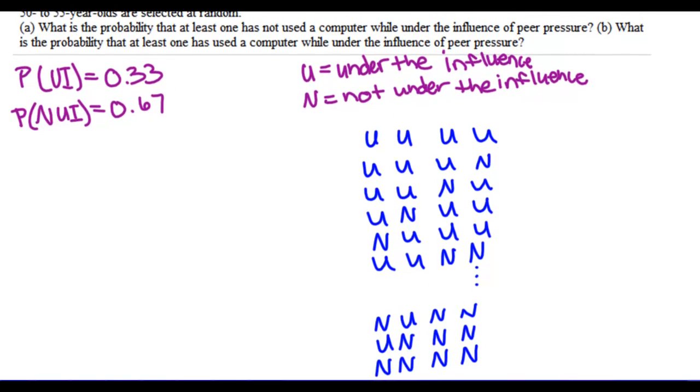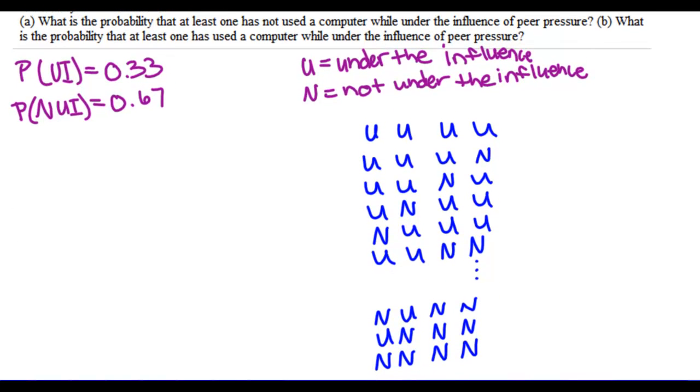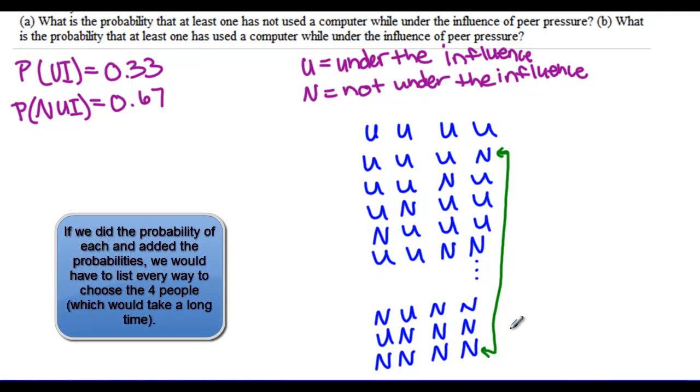So let's look at our question again. What's the probability that at least one has not used a computer while under the influence? So at least one has not, so we're looking for the N's. I see an N here, so at least one not using the computer is going to be starting here all the way down to here. And again, we could go through and do the probability for each one of these and then add it up, but that would just be a little bit silly and take quite a while.